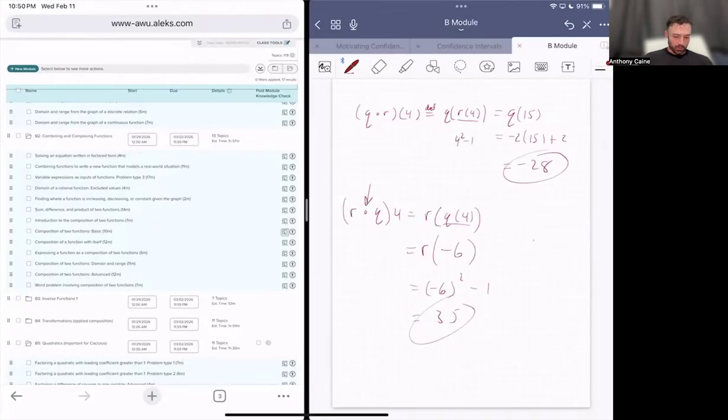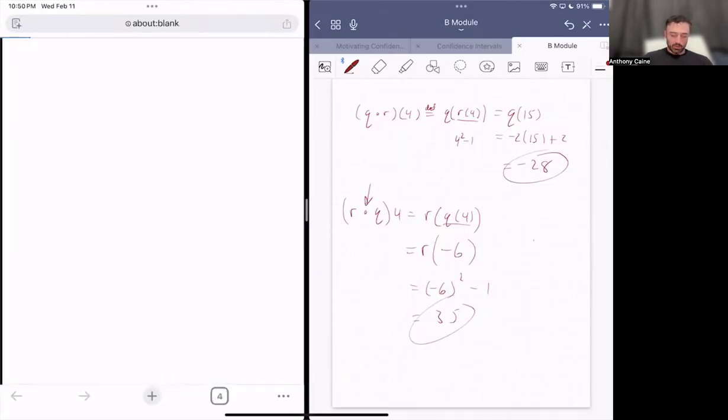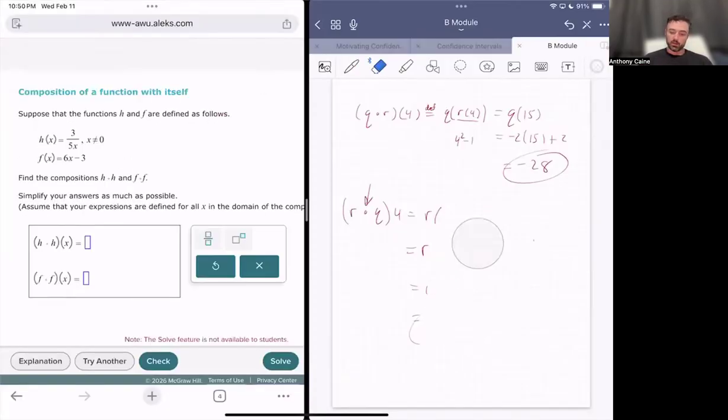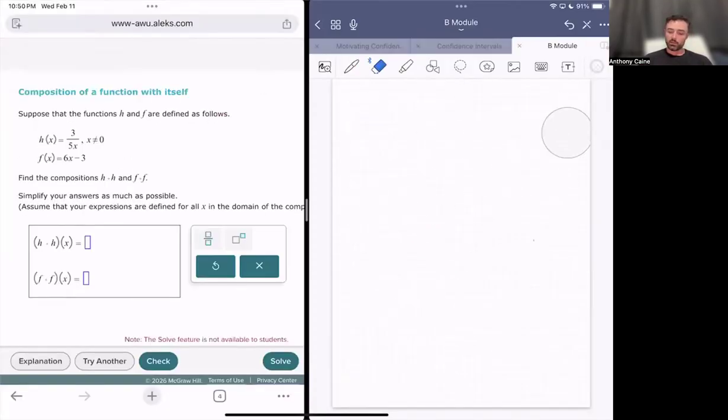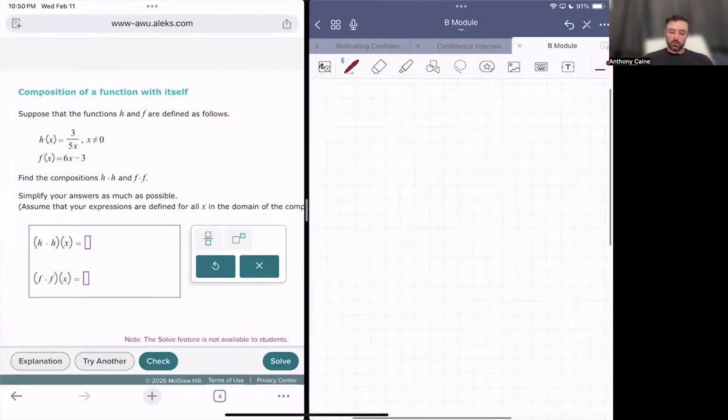Almost done with B2, and then we'll call it good for this video. And then I'll do one for your homework. Composition of a function with itself. Oh, I do love this. This is near and dear to every mathematician's heart. We love it so much. So I have this function h. Oh, what a function. You fun. Okay, anyway.